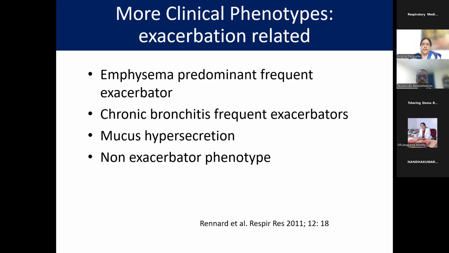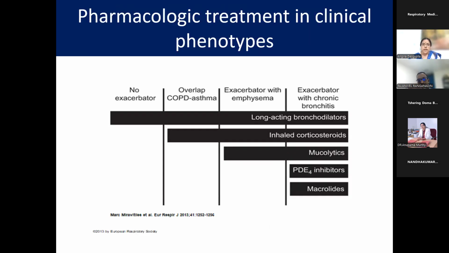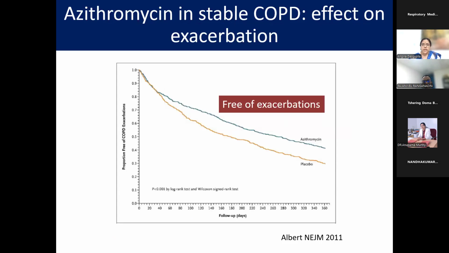So now we can club radiology and lung function together. And these are some of the treatment modalities according to the phenotypes. Like the first one, long-acting bronchodilators would work across the spectrum. Inhaled corticosteroids, of course, are not given in the non-exacerbator phenotype. Then mucolytics, phosphodiesterase 4 inhibitors, and macrolides. Indeed, macrolides have been shown to help keep the patient free of exacerbations if given to the correct patient.